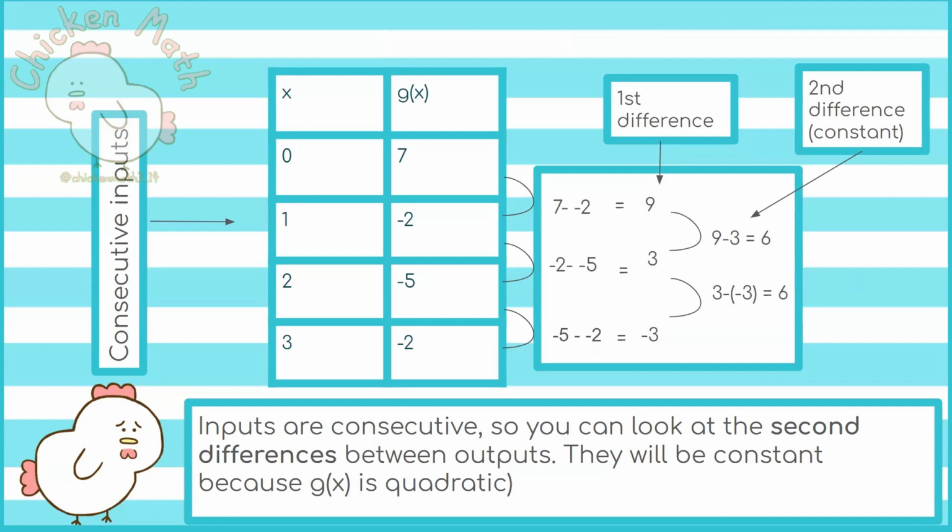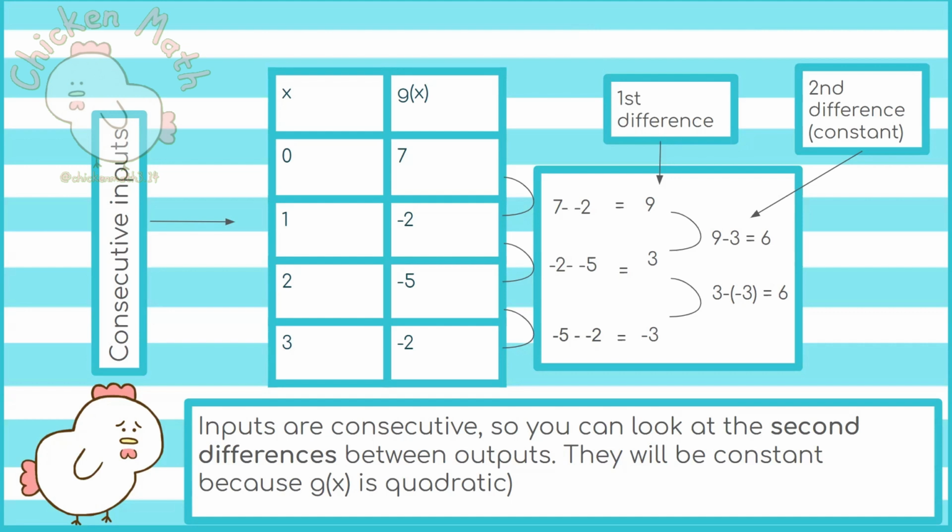For example, the first difference between the outputs is 7 minus -2, which is 9, and then -2 minus -5 is 3, and so on, and we get -3 here. So that's our first difference: 9, 3, and -3.